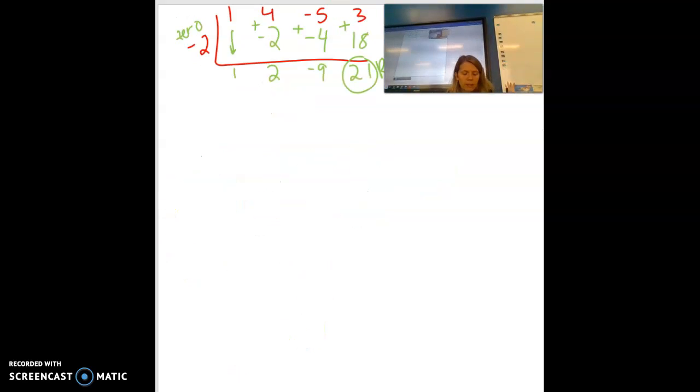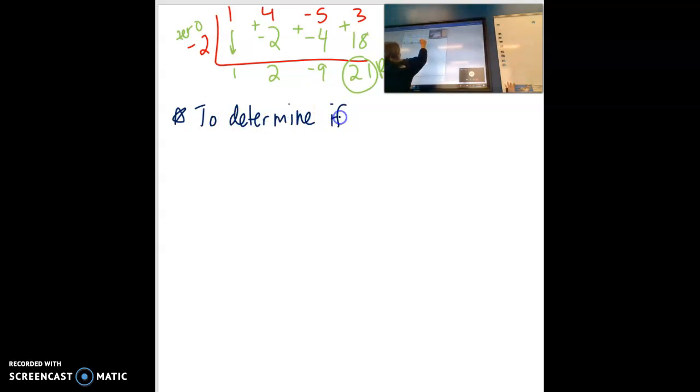All right, so now the next part of the lesson. Okay, so we said we're going to break the lesson in 3 parts. So the third part is to determine if something is a factor. So if blank is a factor of a polynomial.